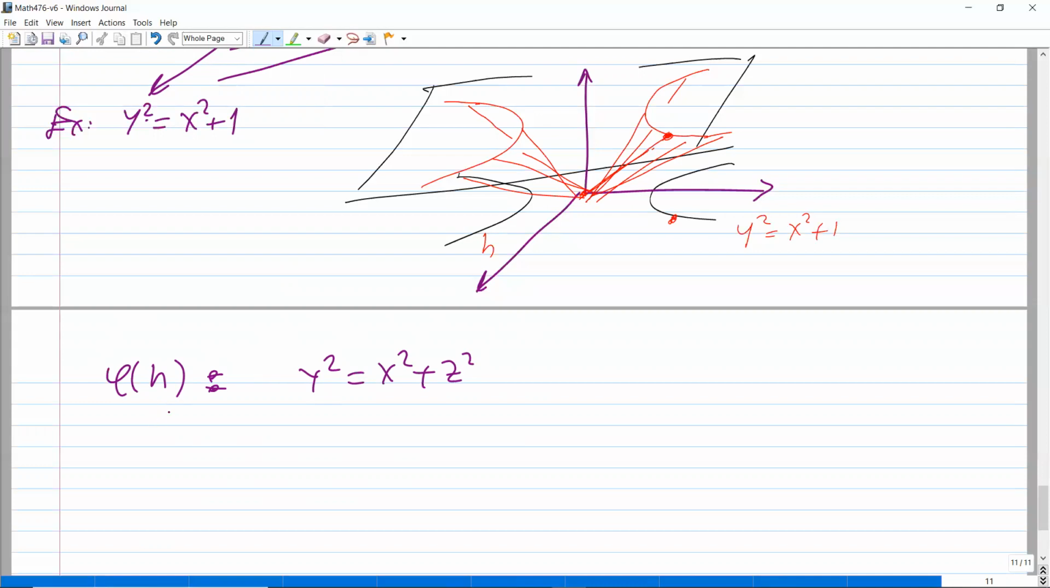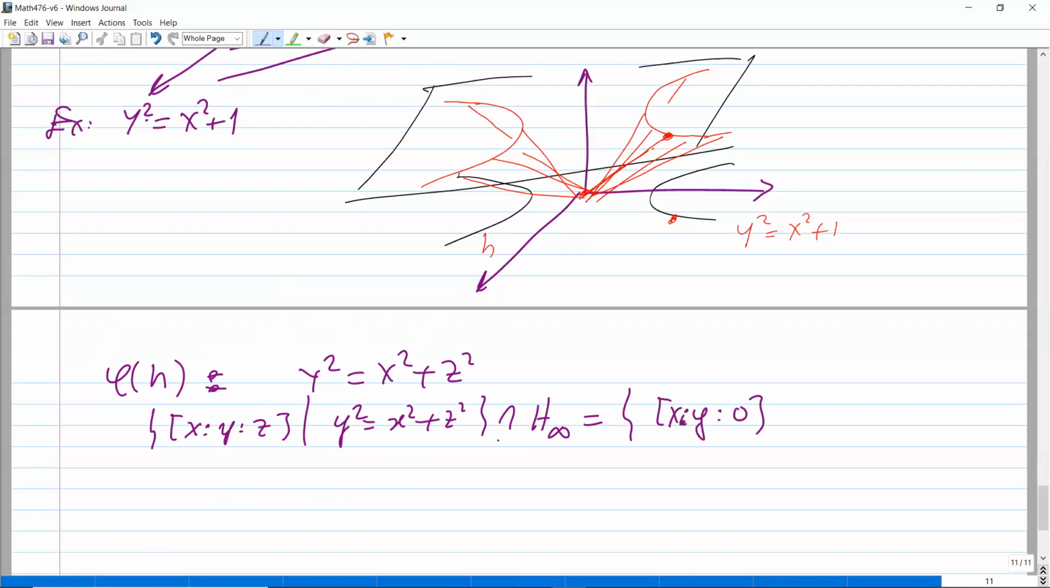And it's intersection. So if you look at the x, y, z such that y squared is equal to x squared plus z squared with this H infinity, namely the last coordinate is zero. If you look at this, it will be x, y. The last coordinate is zero, so that y squared is equal to x squared.